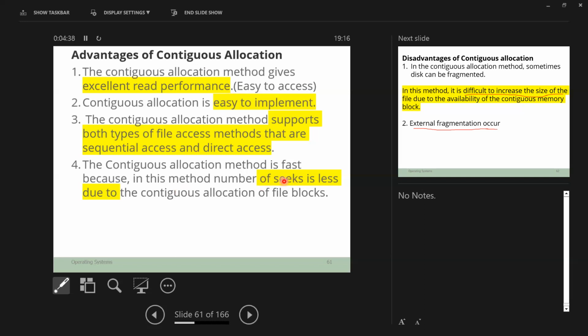Okay. The seek time is lesser due to the contiguous allocation of the file blocks.